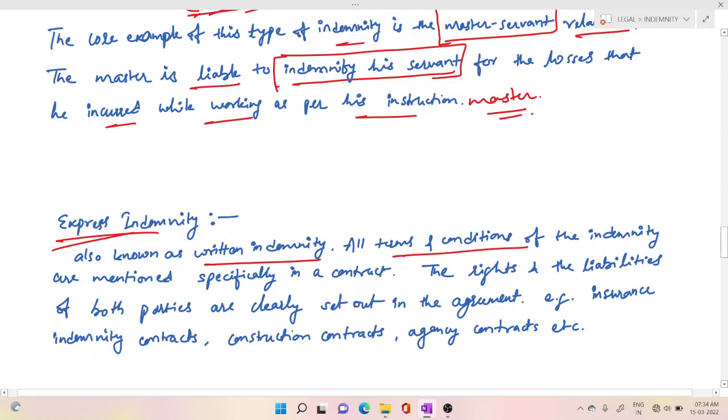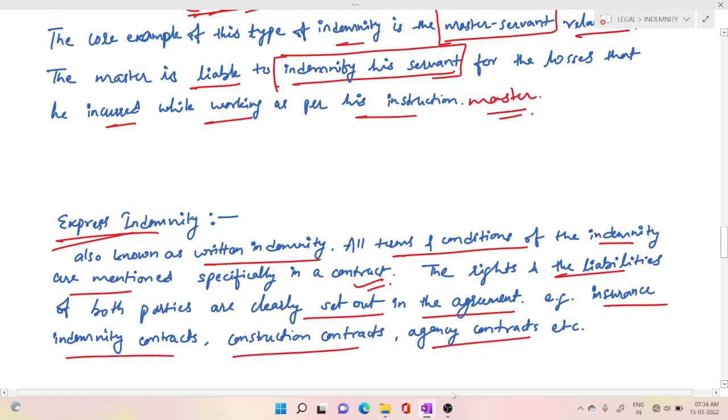All terms and conditions of the indemnity are mentioned specifically in a contract. Okay, all the terms and conditions of the indemnity are already written in the contract. The rights and the liabilities of both the parties are clearly set out already in the agreement. Examples of this type of indemnity, that is express indemnity, are insurance indemnity contracts, construction contracts, and agency contracts. Okay, these are the examples of express indemnity.